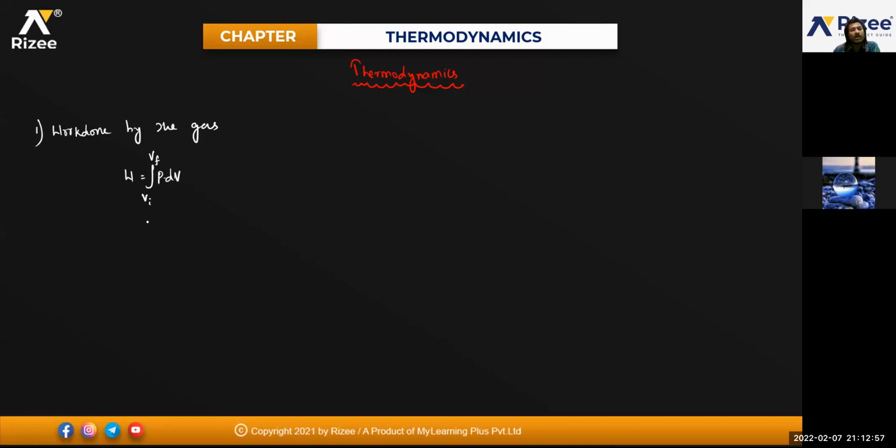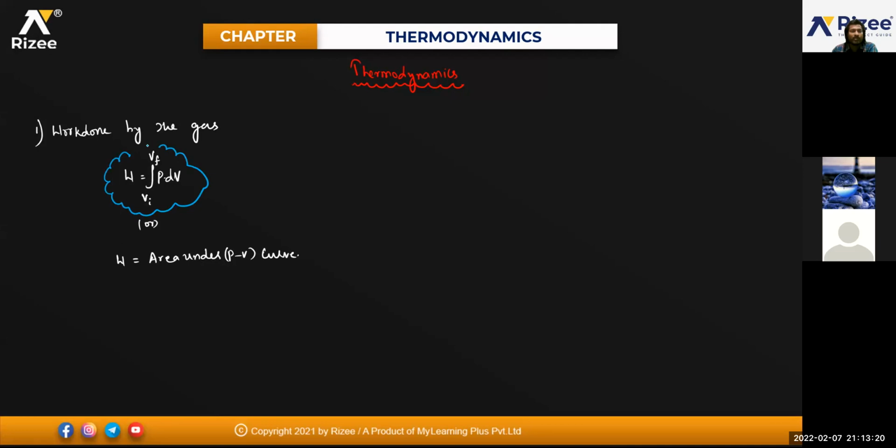Or work done is also equal to the area under the PV curve. So work done is calculated with the formula W is equal to the integral of P dV, or work done is equal to the area under your PV graph, part of the relation.